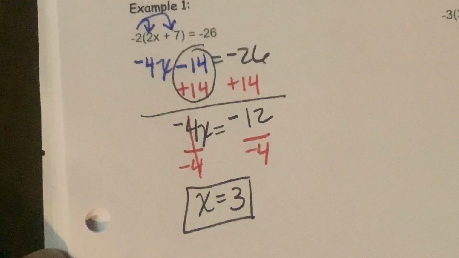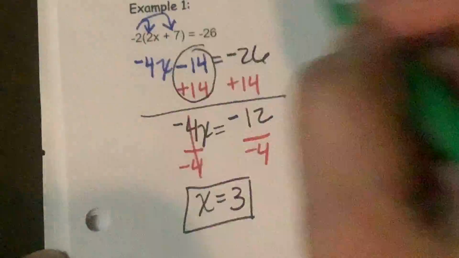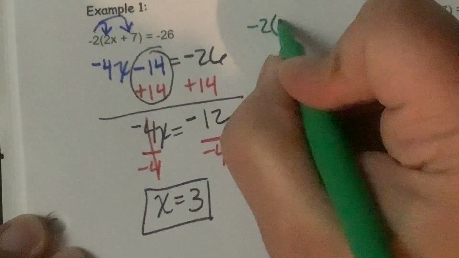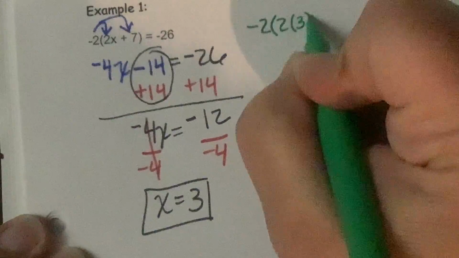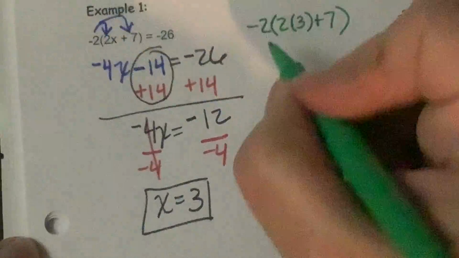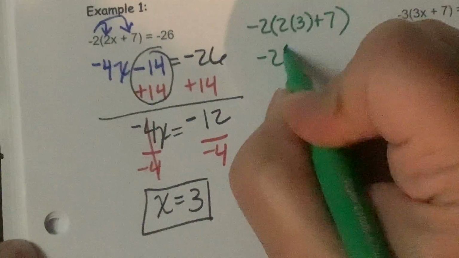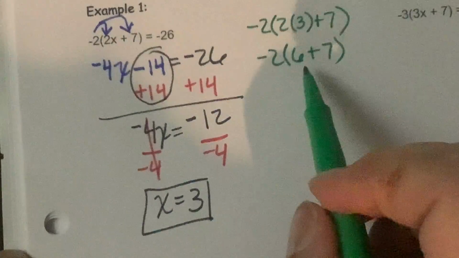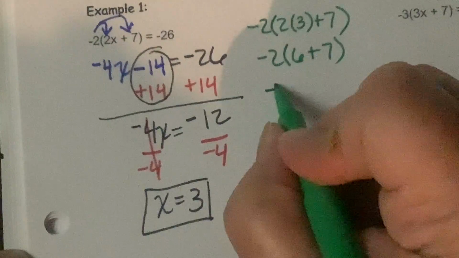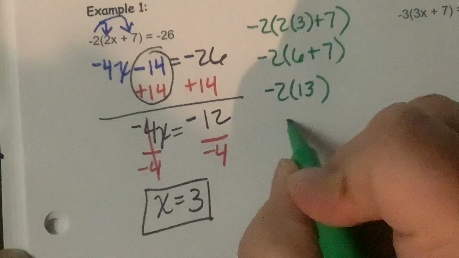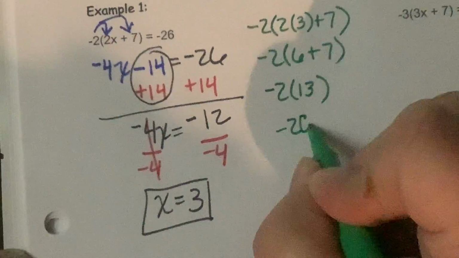Now, I feel like I have to check it because that was just a little too easy, wasn't it? Okay, here we go. -2 times 2 times 3 plus 7. 2 times 3 is 6. So -2 times 6 plus 7. 6 plus 7 is 13. -2 times 13 is -26.